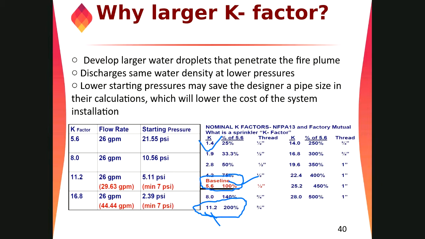If you go further up to a K factor of 28, which is too large, it should be 5 times the water capacity of 5.6. So if you multiply this by these values, we are going to get almost around 125 GPM or even more than that. So this is the idea regarding the K factor and all.